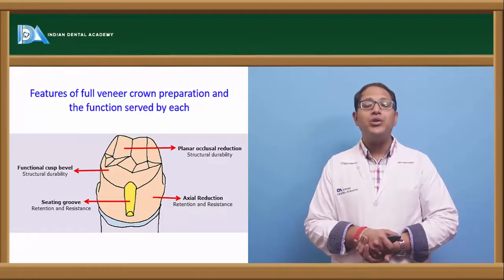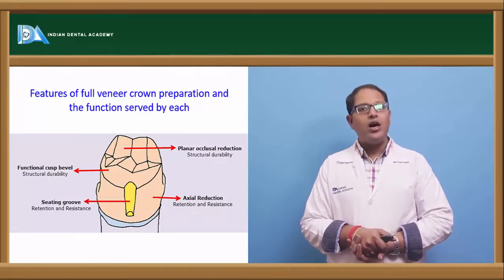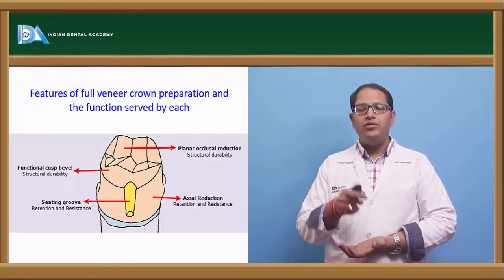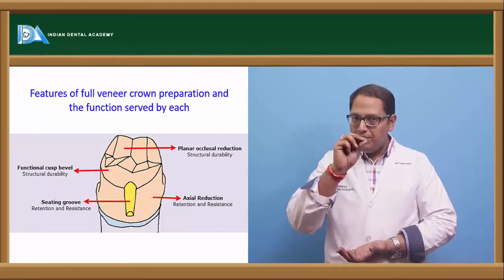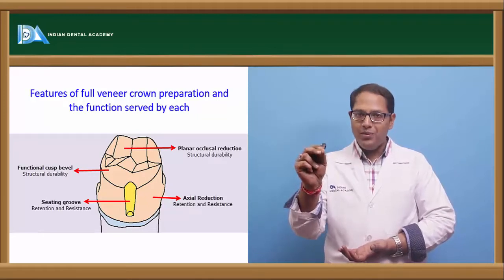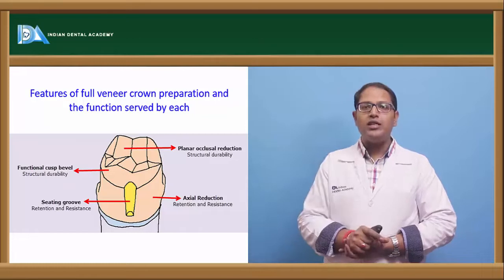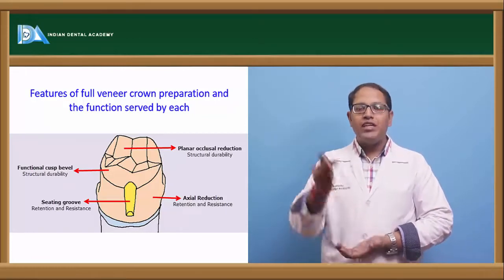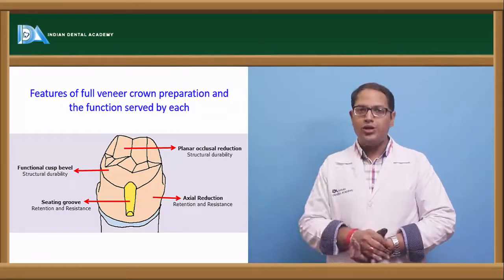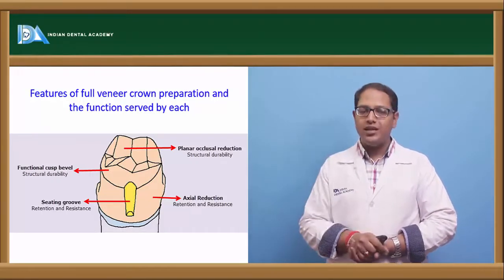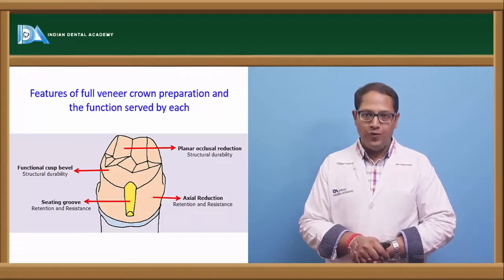Structural durability is the important thing. How does structural durability come into question here? Because when we give it flat, the metal over there will be 0.3 mm, but the ceramic thickness will increase. So when force is put on it, it can chip off the ceramic. Whereas if you go with a planar reduction according to the cusp, the metal and the ceramic will be appropriate in thickness and there will be no question of fracture.